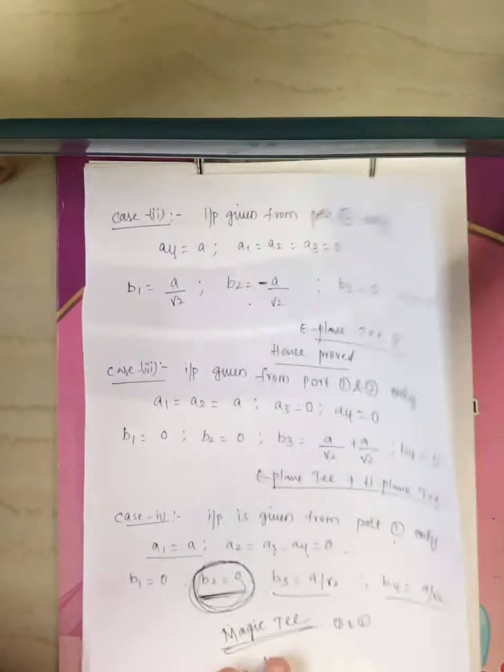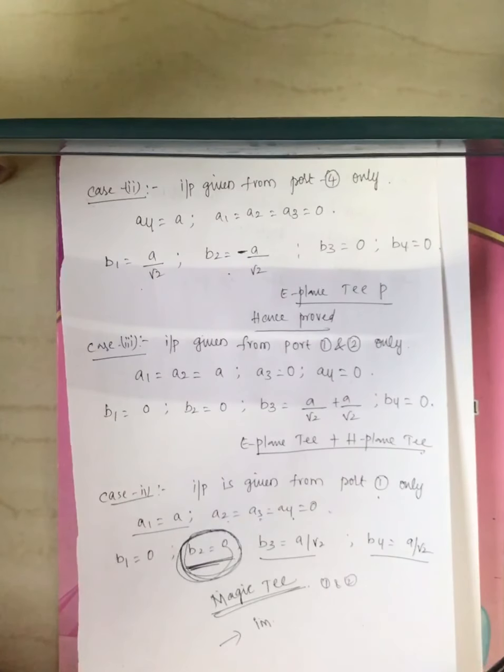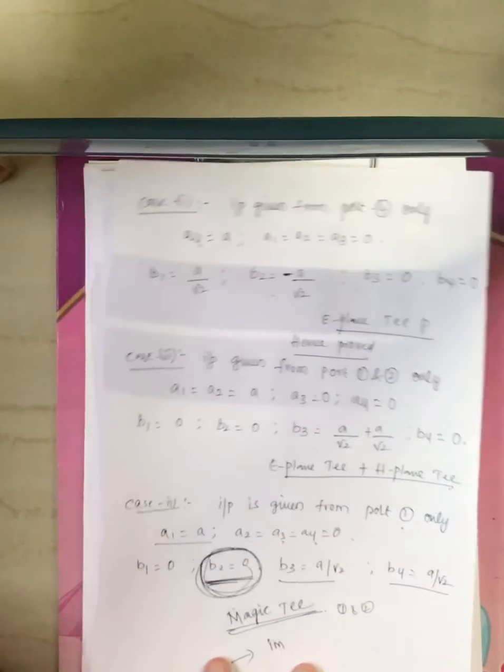In the next lecture we will see about the directional coupler, which is one more microwave passive device. Now there ends the topic of your microwave passive devices, right? Thank you.